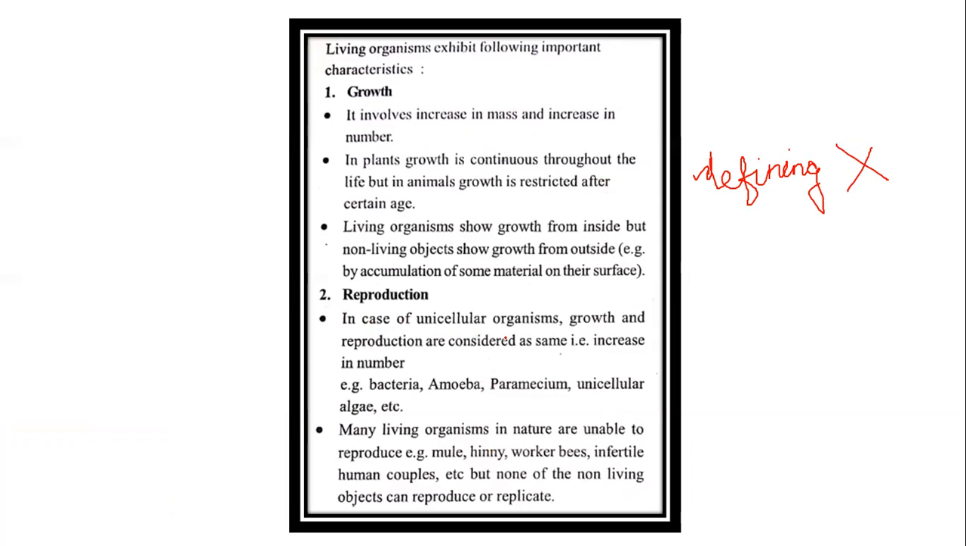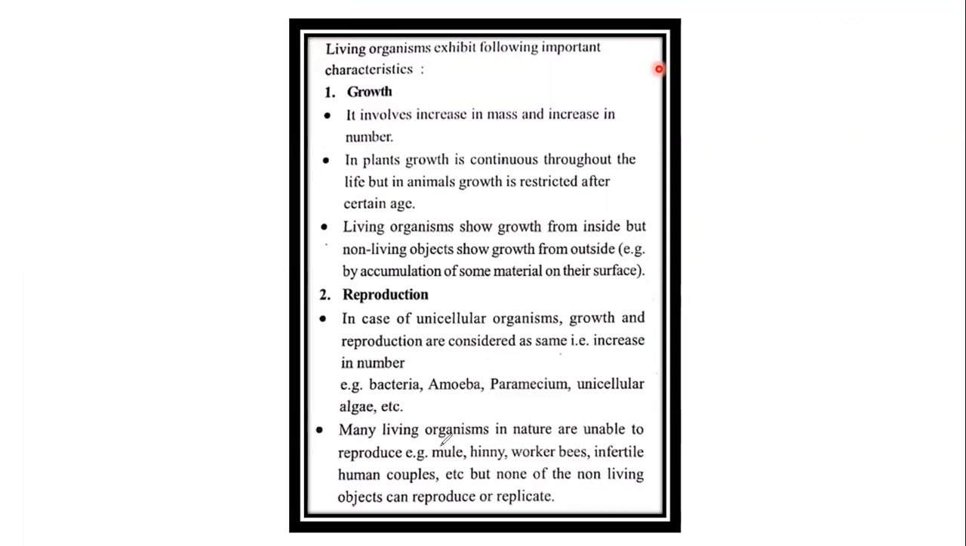In the case of unicellular organisms, growth and reproduction are considered the same, that is, the increase in number. So how do these unicellular organisms reproduce? They reproduce by a process known as mitosis, right? Whereas in the case of humans, what happens? In humans, both mitosis and meiosis occur.